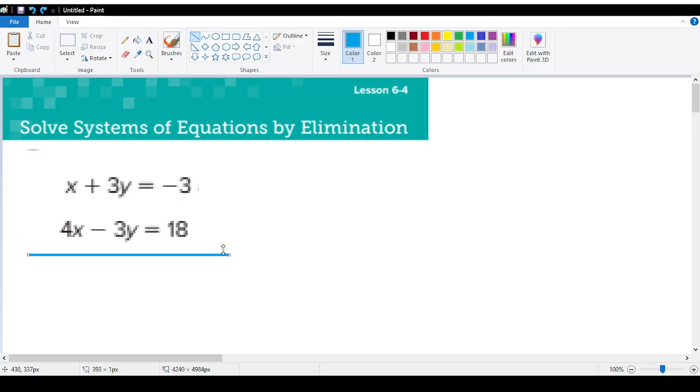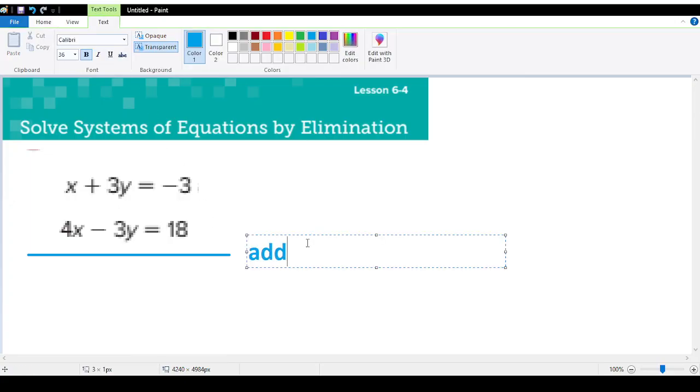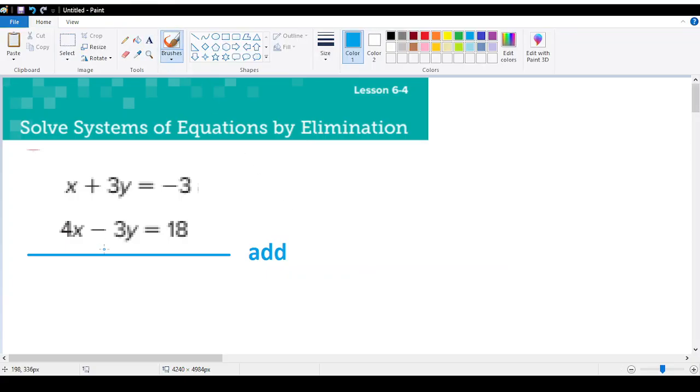That means we look for the coefficients that are the same. Here we have 3y and minus 3y. They are the same. One of them is positive and the other one is negative. Okay? Now we will add these two equations. What will we do, Shamsa? We'll add them. Okay. So let's start adding.